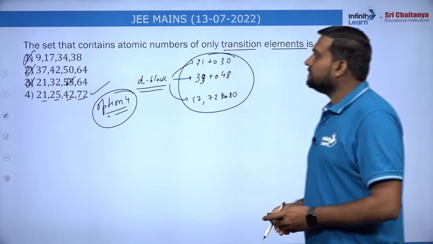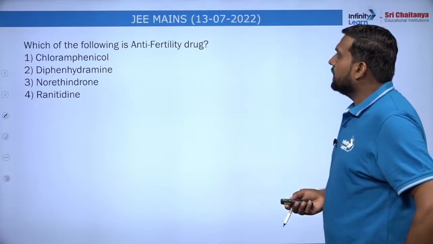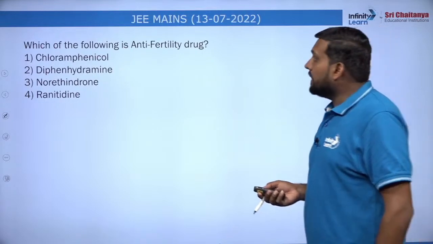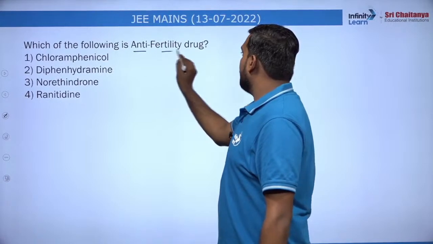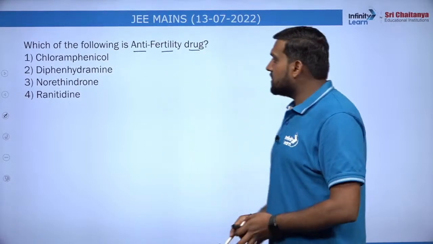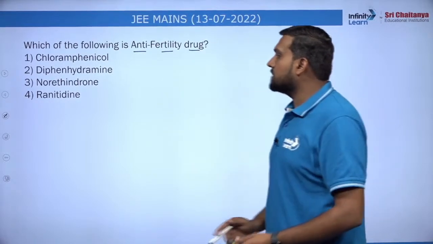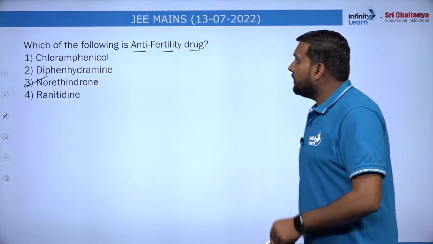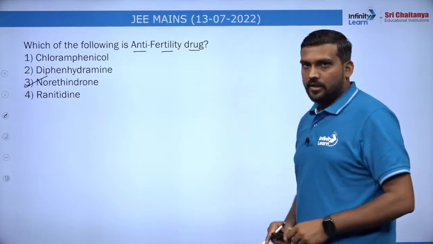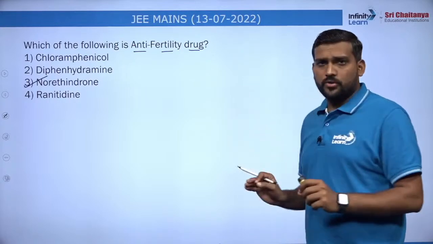Okay, going for the next. Which of the following is the anti-fertility drug? So this is just a factual question, which is given in the NCERT, and the answer is norethindrone. Okay, so this is basically what we call the anti-fertility drug. This is just a factual question, you have to remember it.